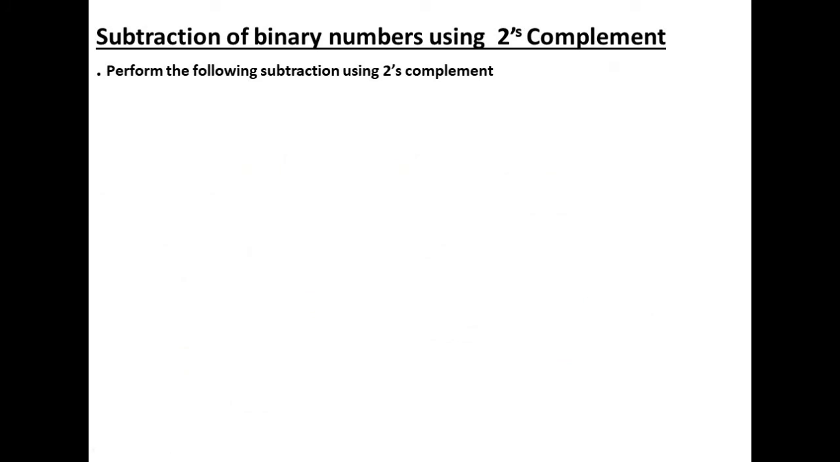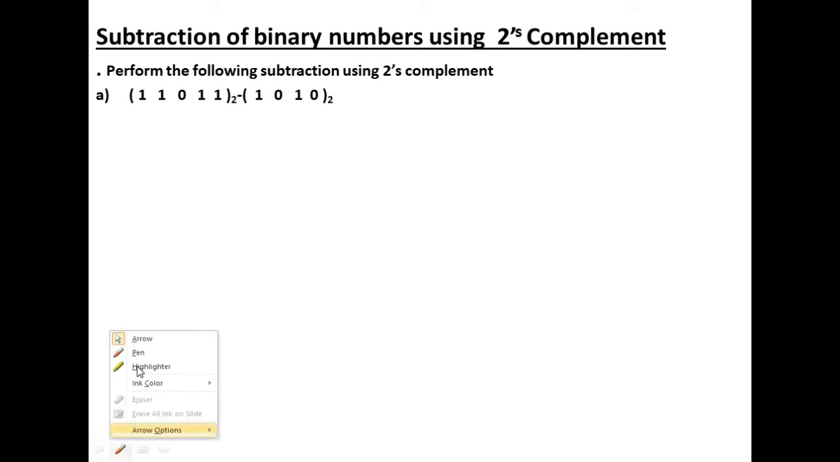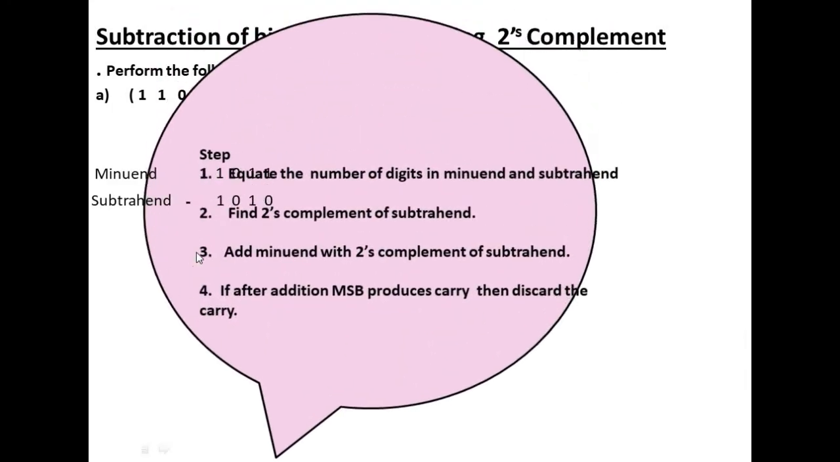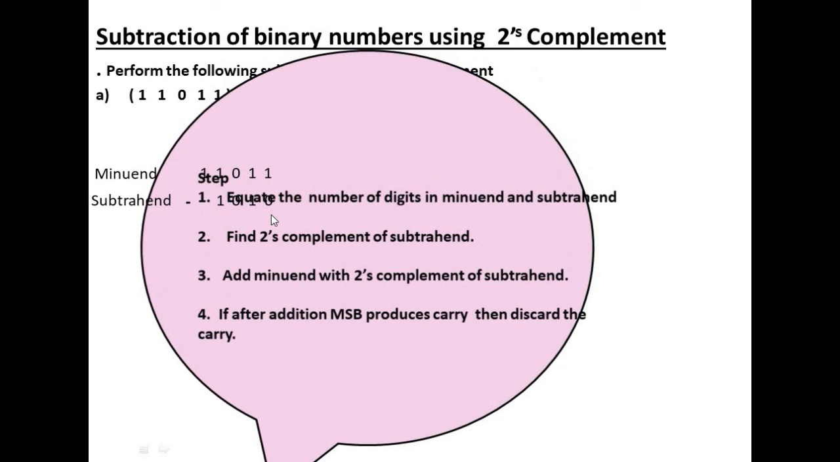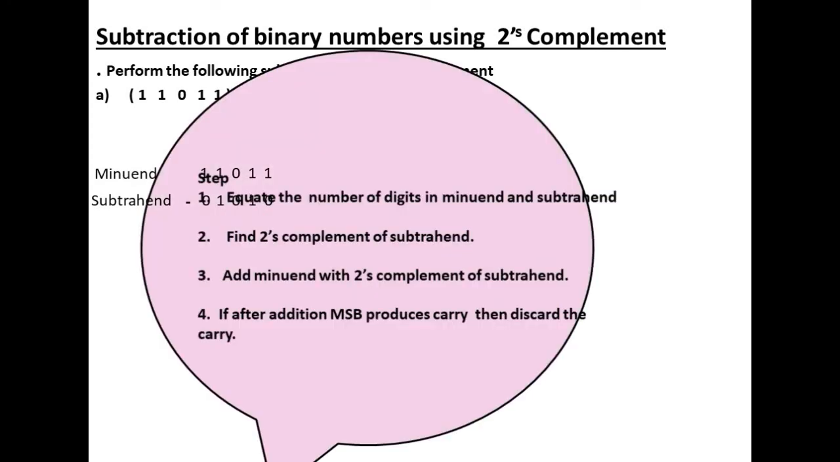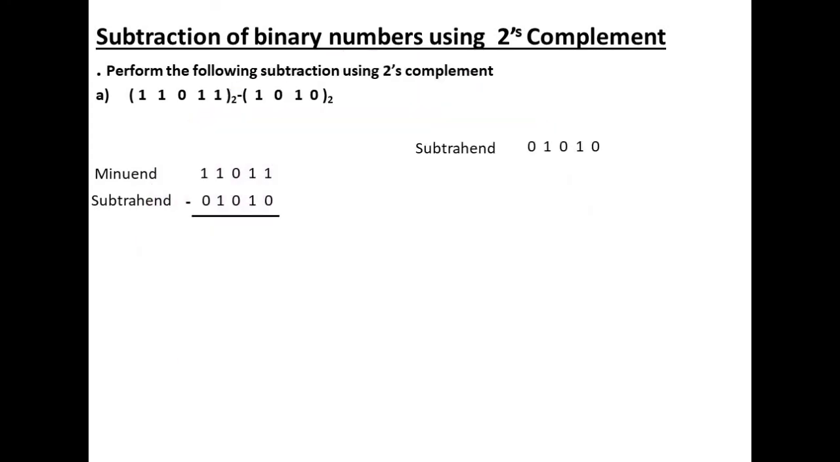Now let us take one more question. The question is given as 1 1 0 1 1 minus 1 0 1 0. So this is the minuend, this is the subtrahend, and let us follow the steps. The first step is that we have to equate the number of digits in the minuend and subtrahend. So now the digits are equated. The next step is that we have to find the 2's complement of the subtrahend. The subtrahend is written as 0 1 0 1 0.